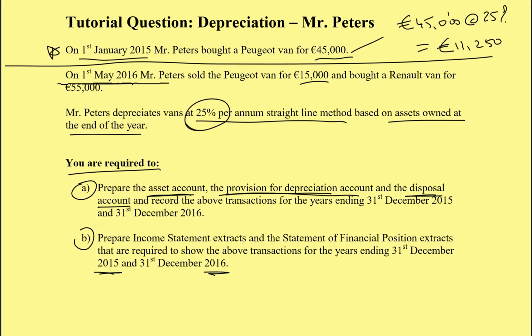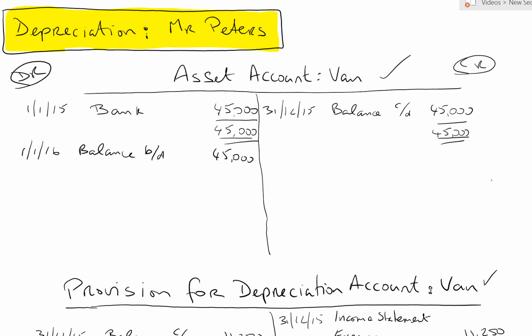Firstly, in May, Mr. Peters sells the van for 15,000. So we deal with that first, and then he buys a new van for 55,000. We'll deal with that second. So back to our asset account. Now what happens here is Mr. Peters is getting rid of the van.